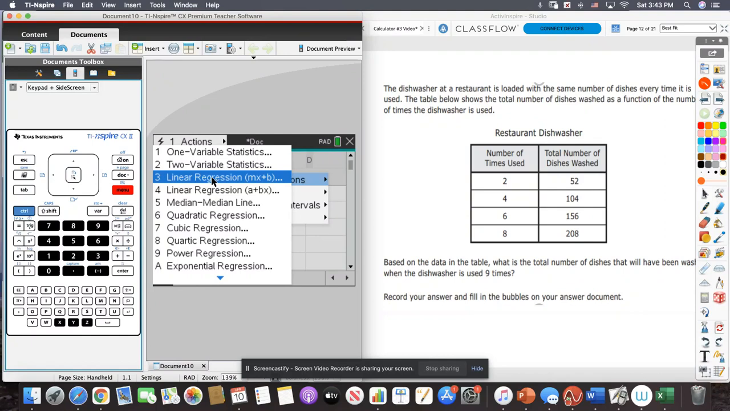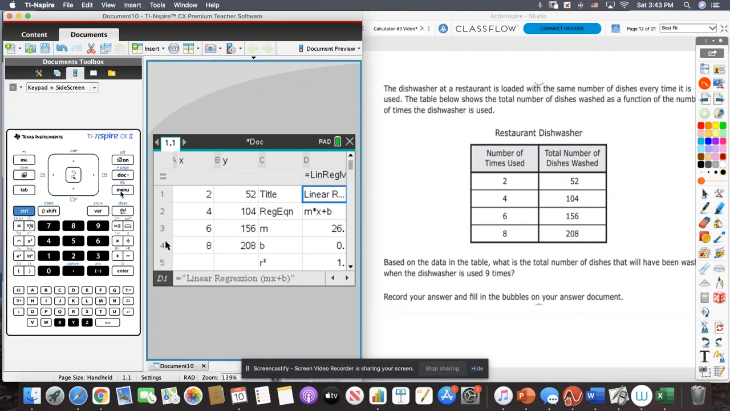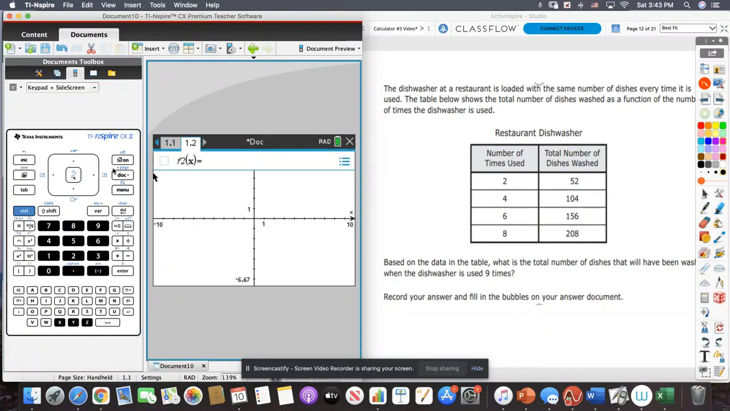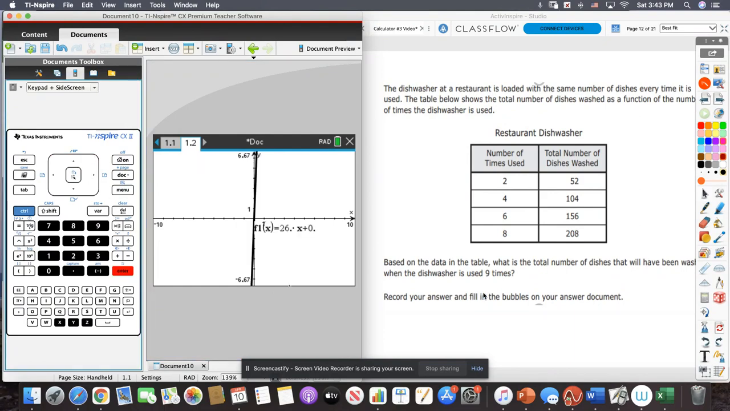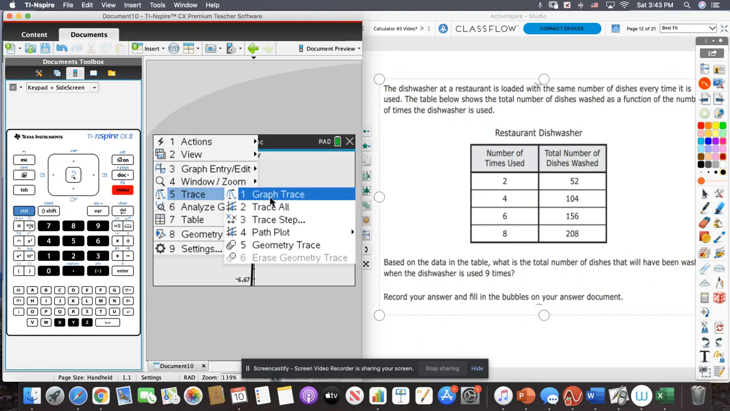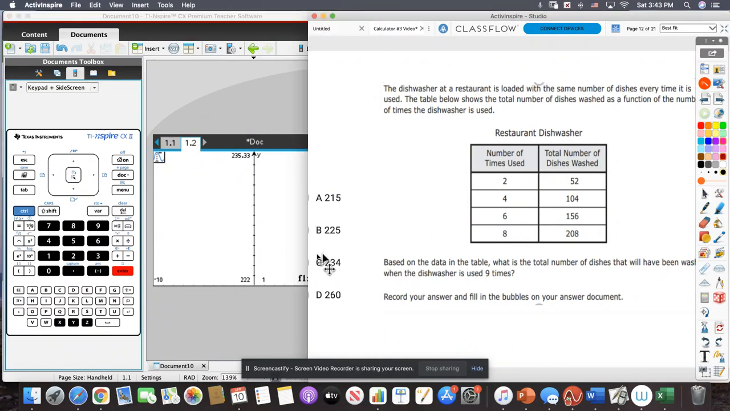linear regression, X, Y, okay. Then home, we go to the graph, up arrow key, click enter, and it's asking what happens when we do 9 washes. So menu, trace, graph trace, 9, enter. The output is 234.